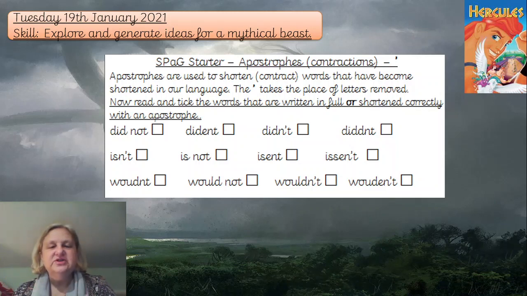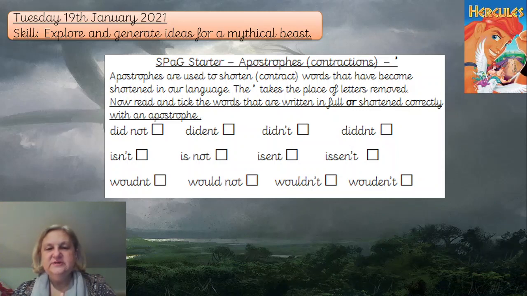You need to tick the original full version of it, and then the shortened one that's been shortened with an apostrophe. So you've got did not, is it didn't, didn't, didn't, and you can see by the spelling and the way that the apostrophe works, which one's right. So the apostrophe just shows you where those letters have been pushed. I always think of it as being pushed out, and it's showing you where they've gone from. So have a look at the original words and find those first, and then work out the one that's got the apostrophe in the right place, and tick those off.